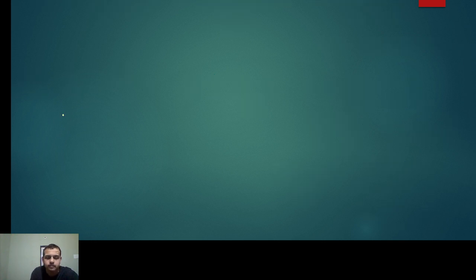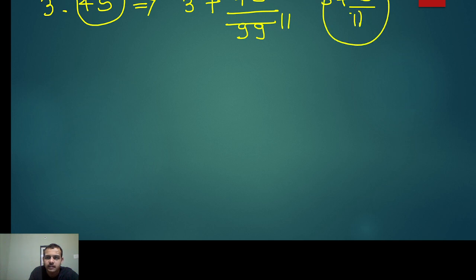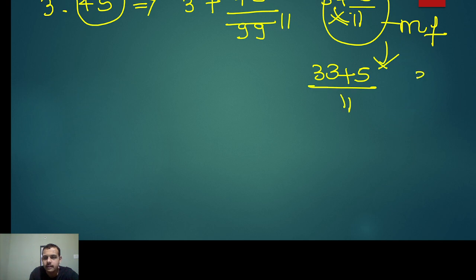Another example: take 3.45 double bar. You can add this as 3 plus the numerator over denominator, both are bar, so 45 over 99. If both are bar, we don't need to subtract the 45, keep it as it is. 45 divided by 9 is 5, 99 divided by 9 is 11, so 3 plus 5 by 11. This is in the mixed fraction. Convert it to an improper fraction: multiply 3 by 11, add 5, divided by 11, 38 by 11.